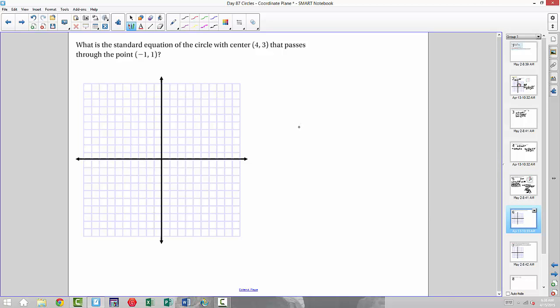So let's do another example. What is the standard equation of a circle with center 4, 3? So I'm going to plot 4, 3. 1, 2, 3, 4, up 3. I'm going to call this point A. And I have a circle that touches point negative 1, 1. So here's negative 1, 1. I'll call this B. So here's B. I'll draw on my circle.